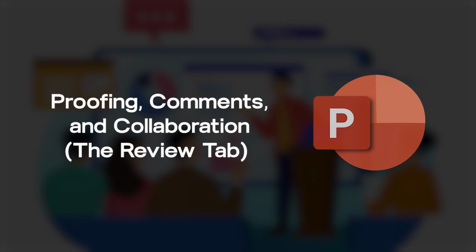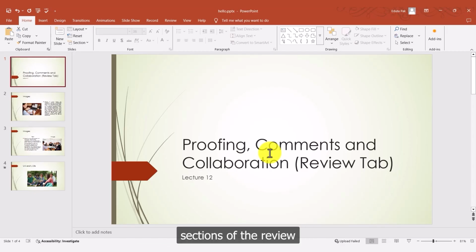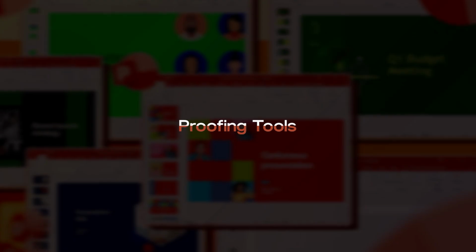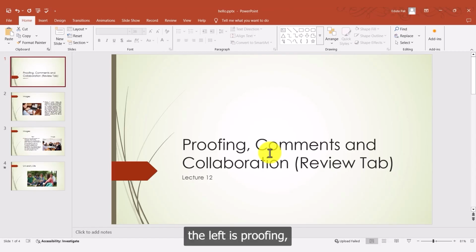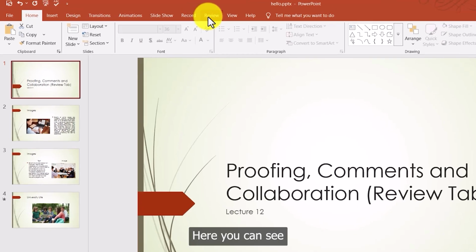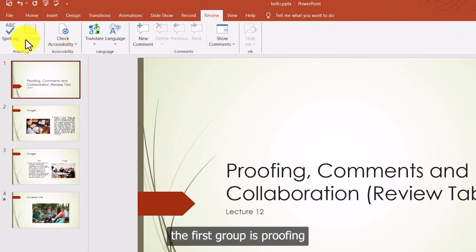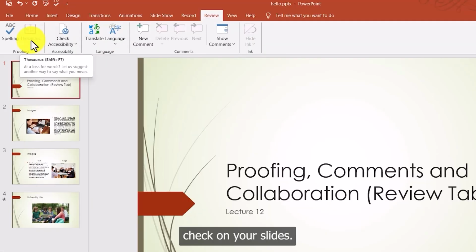Proofing, comments, and collaboration. The Review tab. Let's walk through the key sections of the Review tab step by step. Proofing tools. The first group on the left is proofing, which includes, we just go to this Review tab. Here you can see the first group is proofing, which says spelling and thesaurus. Spelling. Click this to run a spell check on your slides. PowerPoint will suggest corrections and allow you to ignore or fix each one.